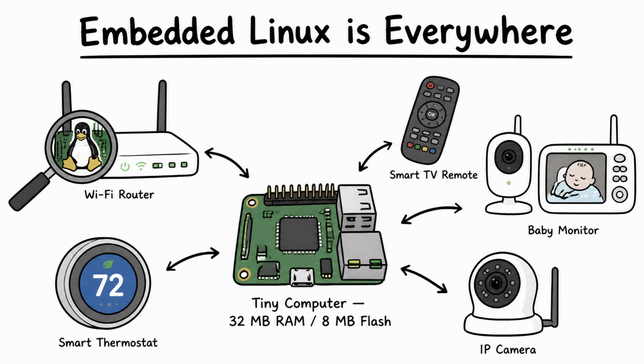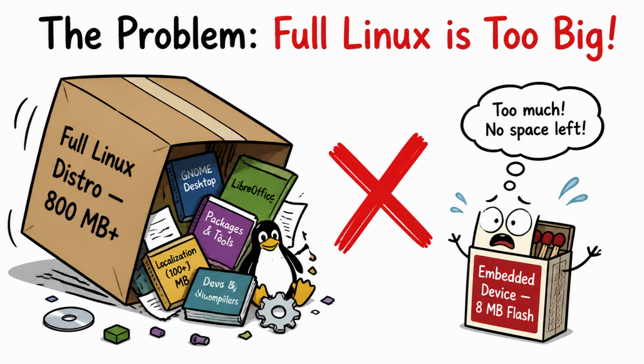Alright, so before we dive into Busybox itself, let's talk about where it lives, and that's the world of embedded Linux. Now, embedded Linux just means Linux running on a small, resource-constrained device. Think about your home Wi-Fi router, your IP security camera, a smart thermostat, or even that baby monitor on your shelf. All of these tiny devices are running a version of Linux under the hood. Pretty wild, right? And the challenge is, these devices have very limited memory and storage. We're talking maybe 32 megabytes of RAM and 8 megabytes of flash storage. That's it.